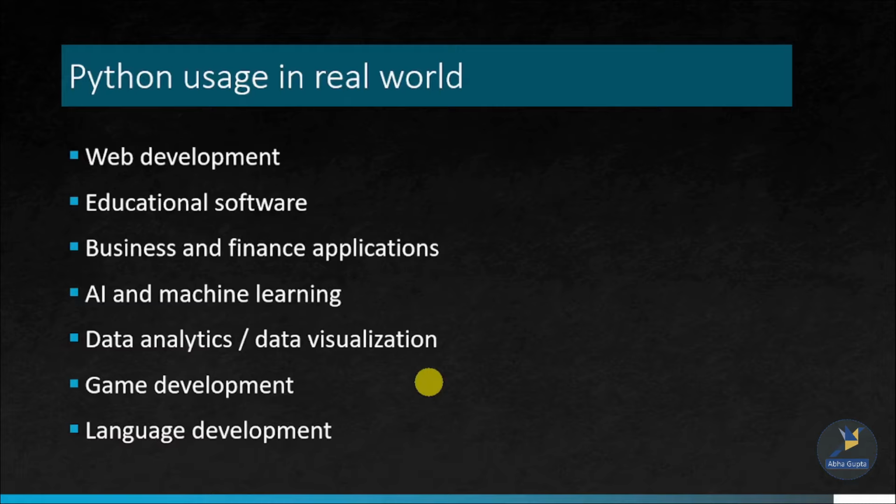Python can be used for a variety of tasks as it is not specialized for any specific problem. We can use the Python language for web development, for creating various applications, be it educational softwares or business or financial softwares. We can use it for data analysis and data visualization, for game development. Python is mostly used these days for artificial intelligence and machine learning and language development.